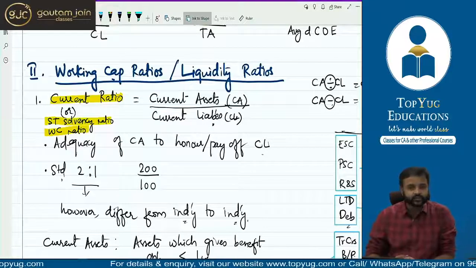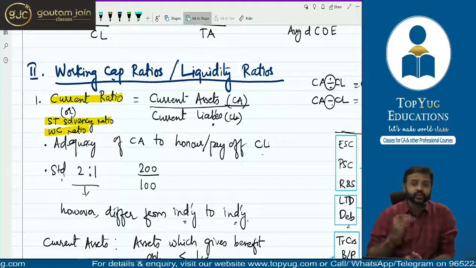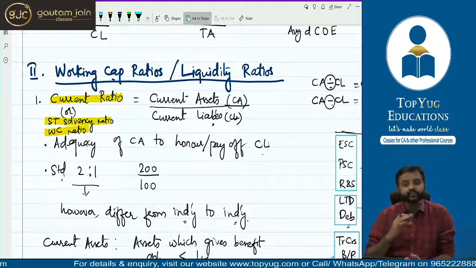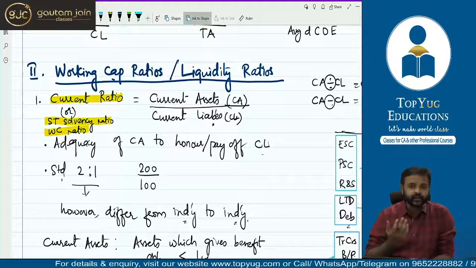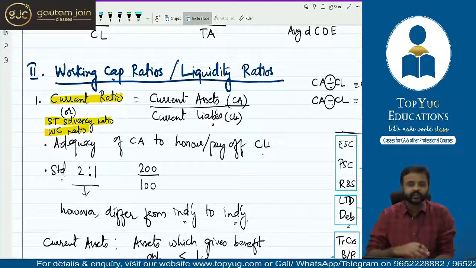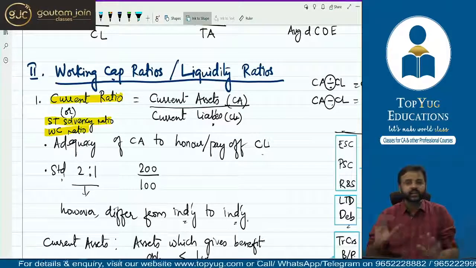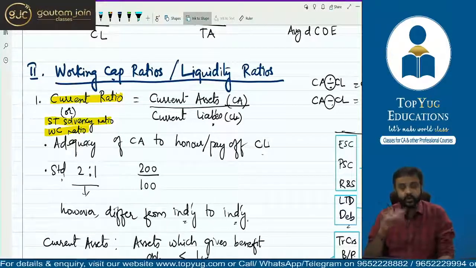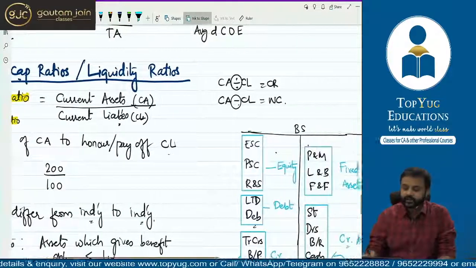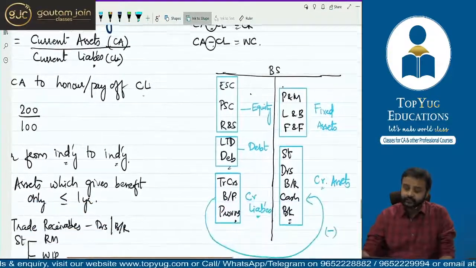So the standard ratio is 2:1. That means if 1 rupee of current liabilities is there, then 2 rupees of current assets should be there, right? If it is there, then definitely they will be able to pay off current liabilities easily. That's the idea. Or I have told you also that you can interpret it like this as well.